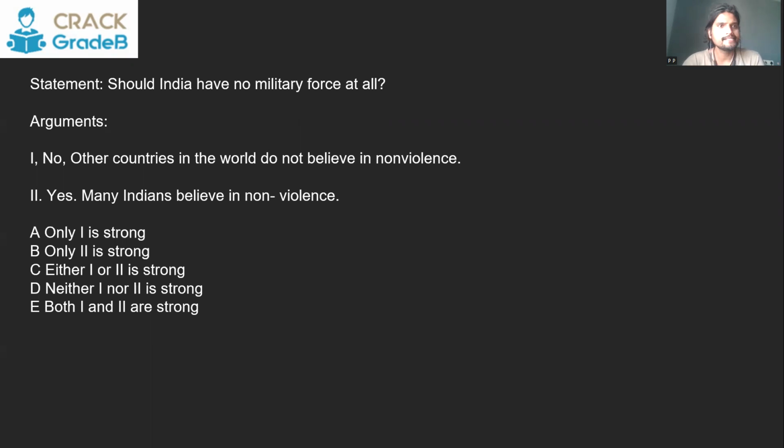Now, this is a statement. So you put yourself in a manager role. You are sitting at a round table conference at the center, and there are two parties arguing. The agenda of the meeting is: should India have no military force at all? The first side says no, other countries in the world do not believe in non-violence. The second side says yes, many Indians believe in non-violence. As a manager, what is your thought process going to be?